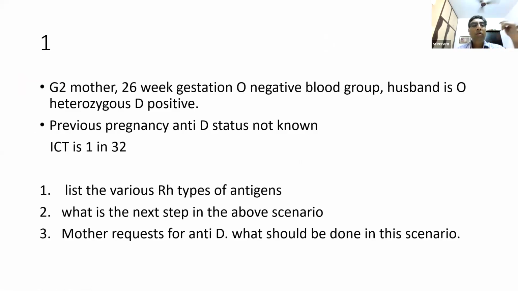So this is a second gravida, 26 weeks mother who is still pregnant, and there is O negative. Mother is O negative. Husband is O positive, D positive. Previous pregnancy, NTD status is not known. Present pregnancy, ICT is 1 in 32. So what are the various types of RH antigens you know? Just list them, whatever you know. And what is the next step you want to do in this above scenario?